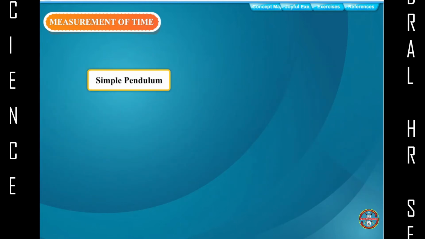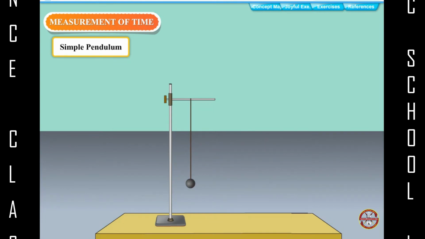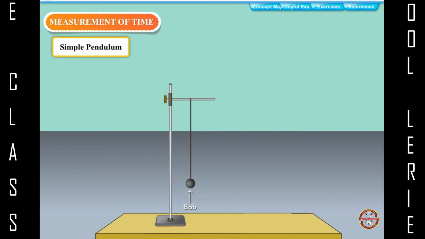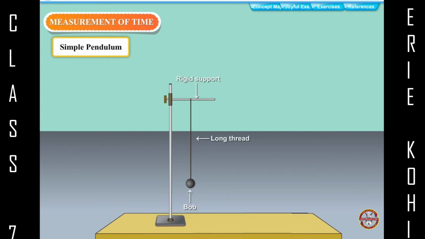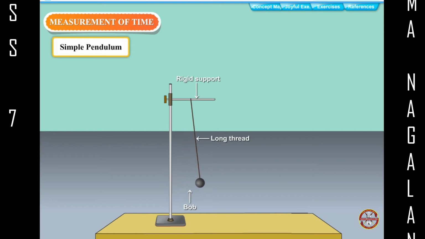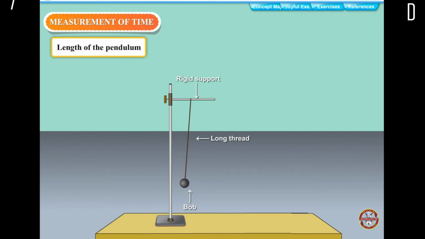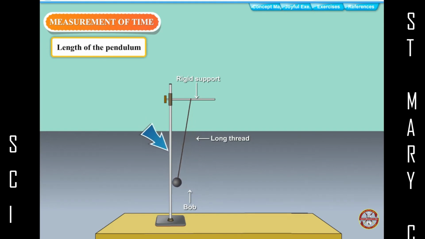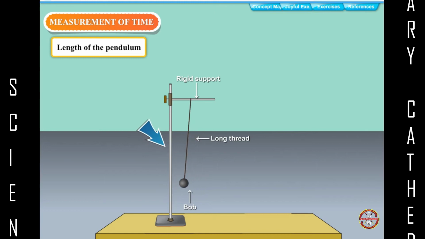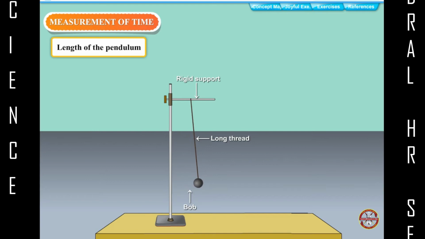Simple pendulum. A simple pendulum consists of a small metal ball called bob, suspended by a long thread from a rigid support such that the bob is free to swing back and forth. Length of the pendulum. The length of the string thread from the point of suspension to the center of the bob is called the length of the pendulum.